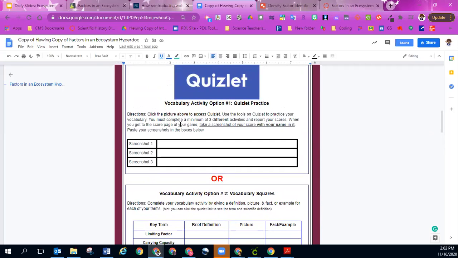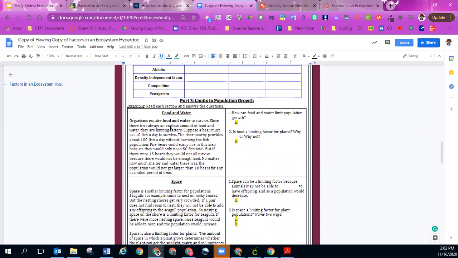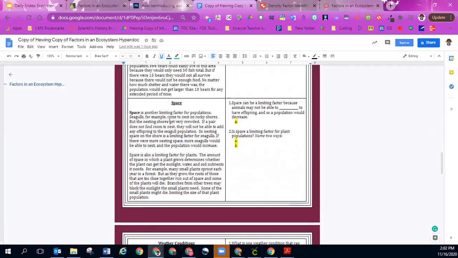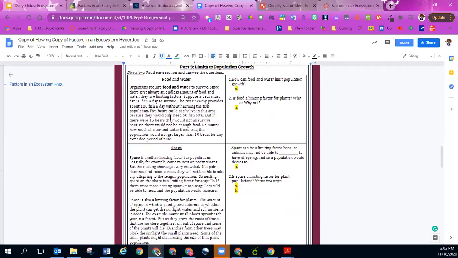You can choose which one you want to do. You can either do the Quizlet or the vocab squares, up to you. We also have a small article that talks about how food, water, space, and weather conditions can limit population growth. You'll just answer the questions over here. We don't have to annotate today. You're just going to answer them over here in the margins.